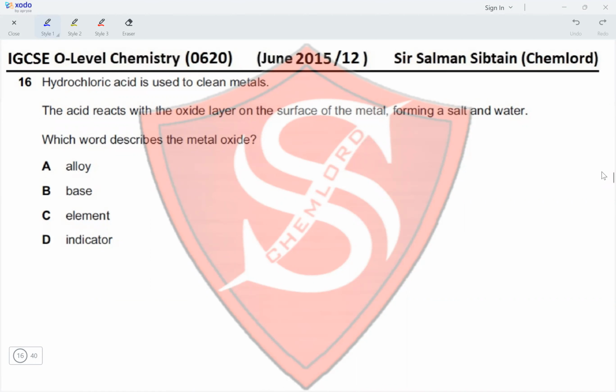So, is it an alloy? No. Is it a base? Yes. Is it an element? No, it is a metal oxide. Is it an indicator? No. Therefore, the correct option for this question is option B.